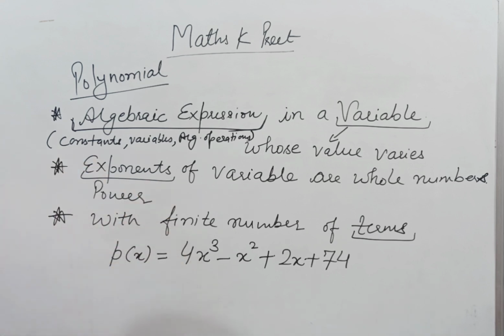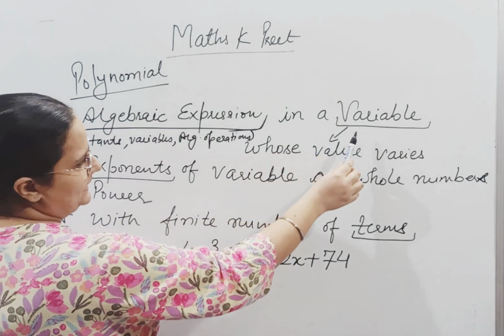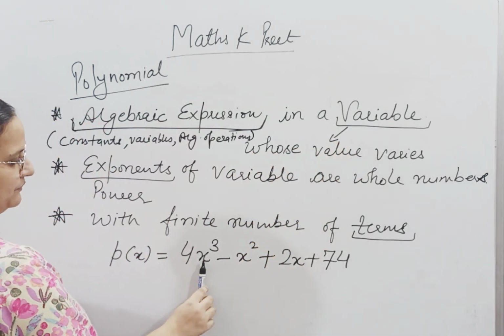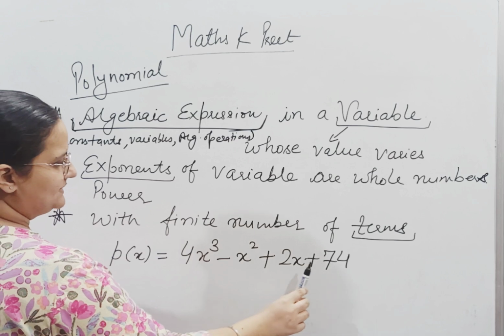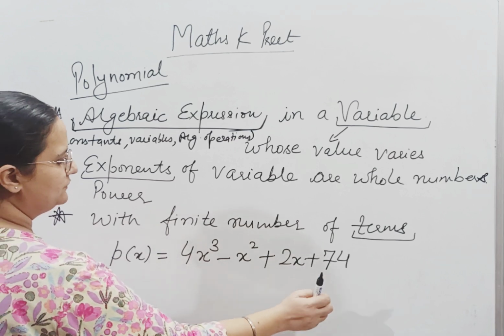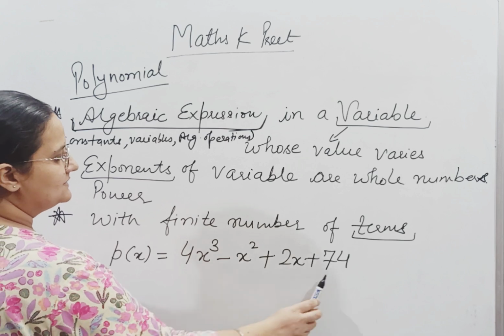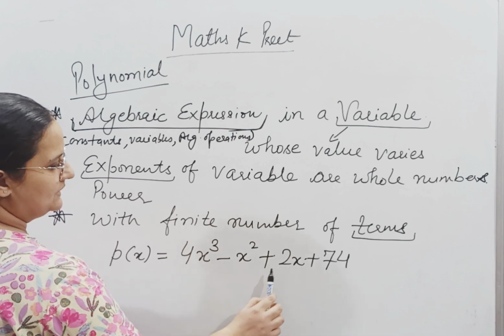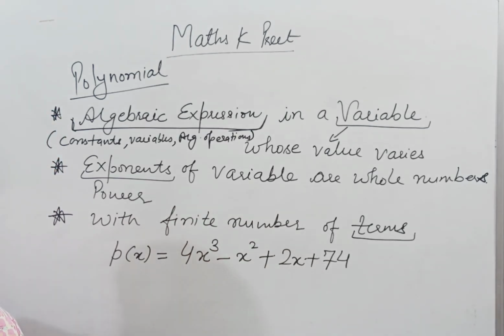What is a variable? When the value is not fixed, when the value varies every time, that is known as a variable. So this is a polynomial in variable x. x is not fixed here. These are the constants: 4, minus 1, 2, 74. These are the constants. x is the variable here, and plus, minus, and multiplication are the algebraic operations.